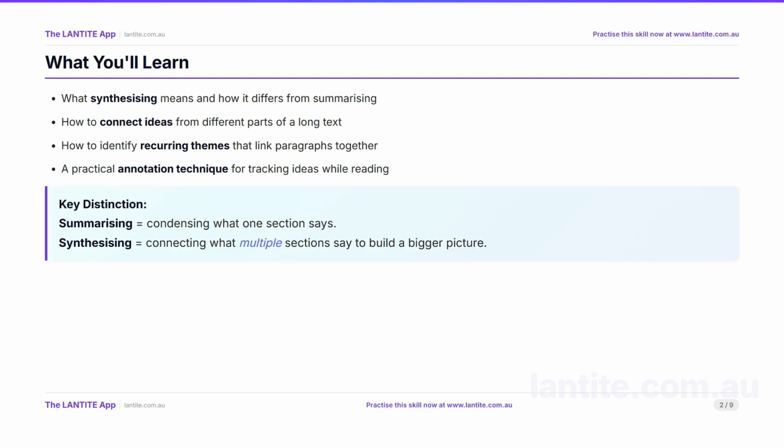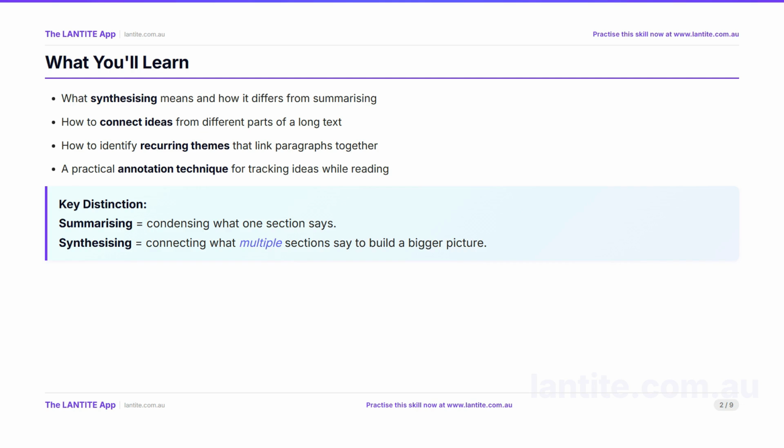Here's what we will cover. First, what synthesizing actually means and how it differs from summarizing. They are related but different skills. Then, how to connect ideas from different parts of a long text, which is the core skill. We will look at how to identify recurring themes that link paragraphs together. And finally, a practical annotation technique you can use while reading to keep track of ideas.